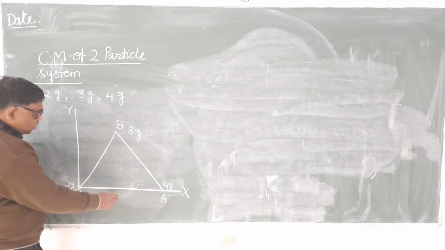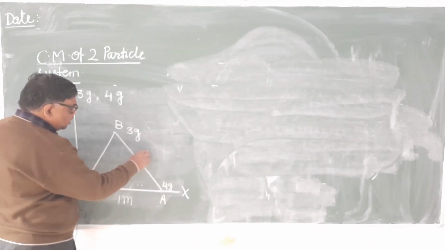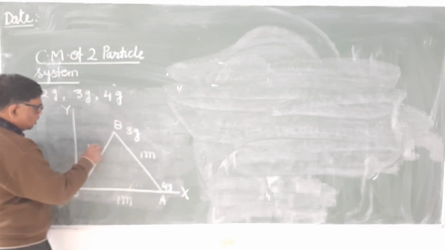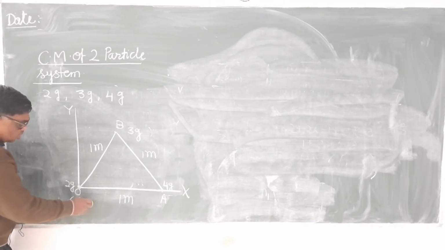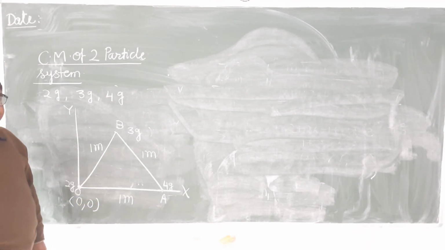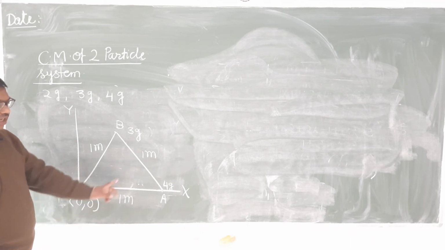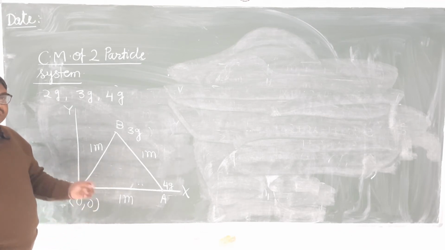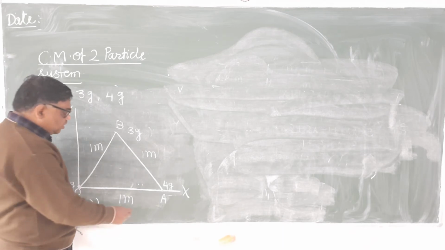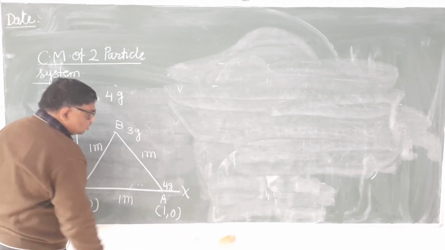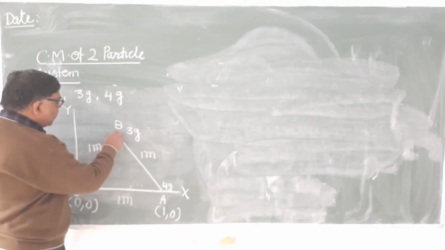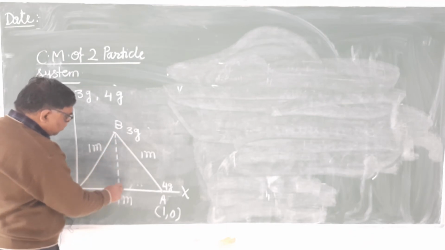So here we have taken this. Now this is 1 meter, this is 1 meter and this is also 1 meter. What will be the coordinate of O? O is origin, so its coordinate is 0, 0. What will be the coordinate of A? A is on the x-axis, so the y coordinate is 0. The distance is 1 meter, so the coordinate of A is 1, 0.